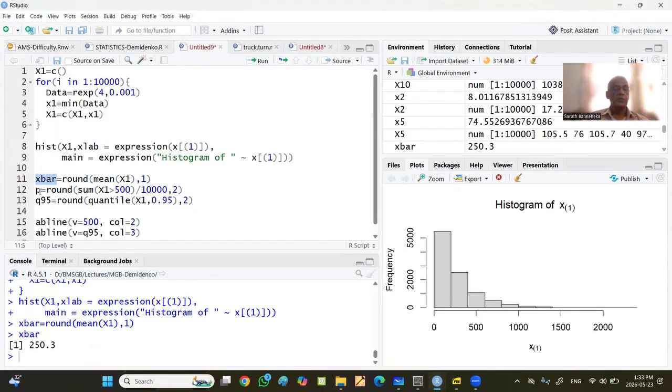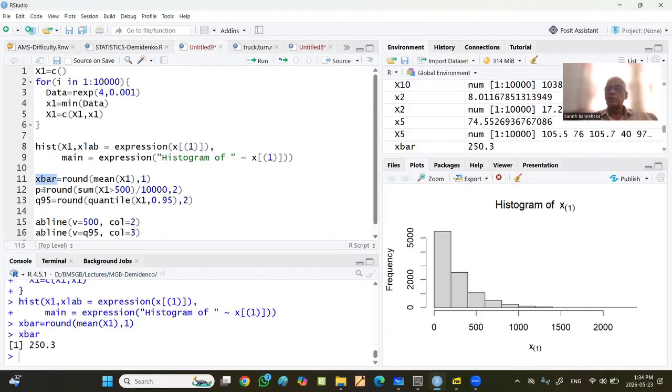I call it P. P is equal to, so X1 greater than 500 will give you a vector of true and false. When any X1 value is greater than 500, there will be a true, otherwise a false. If I take the sum of those, I will get how many trues, that means how many X1 values are greater than 500. Dividing that by 10,000 gives the proportion of those values. I'm going to round that proportion to 2 decimal places. That's what I'm going to call P.